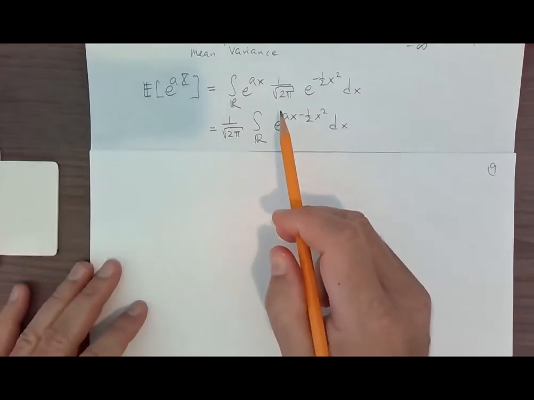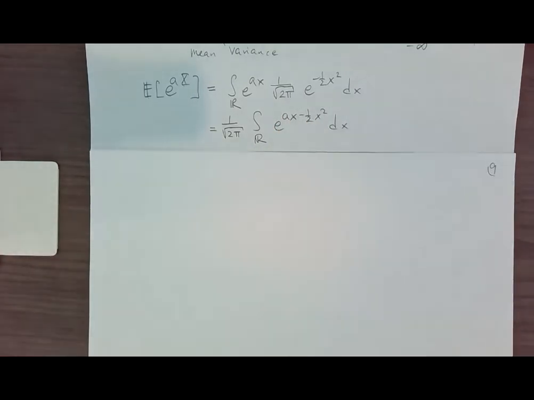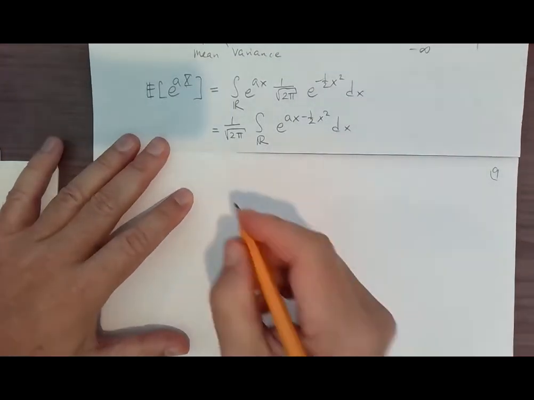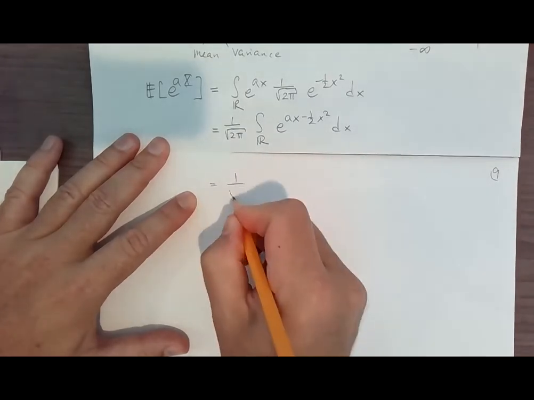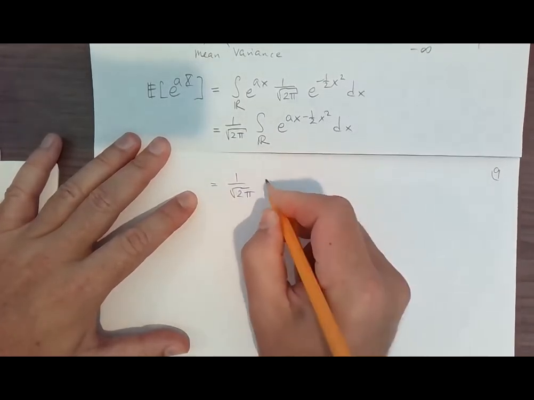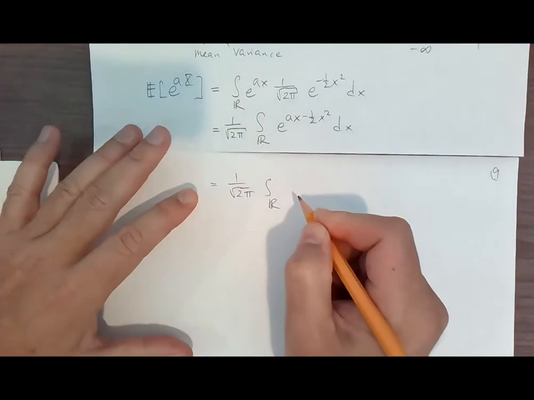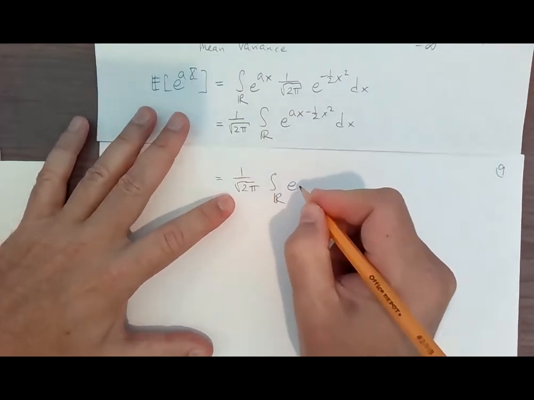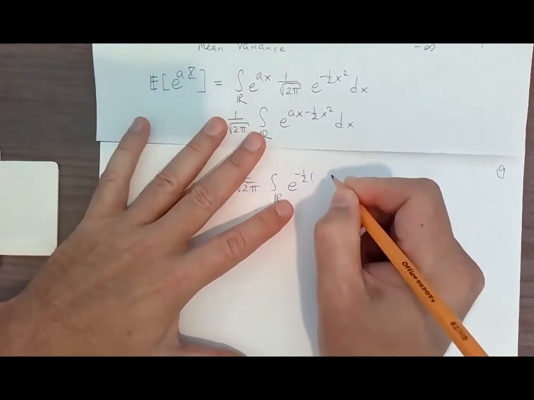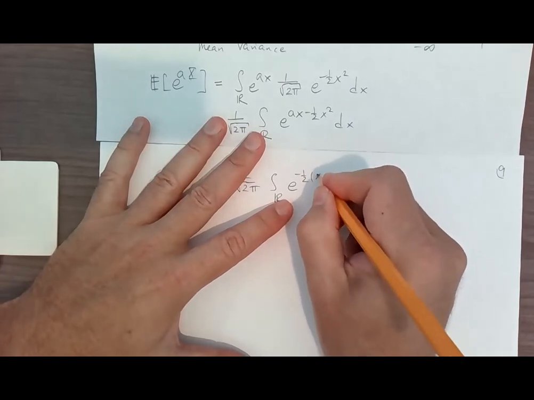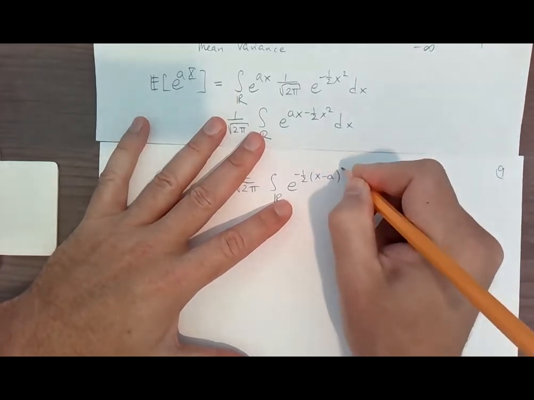When I see something like this, what comes to mind? Complete the square. Awesome. This is exactly what we should do. We should complete the square. So I should do minus 1/2, and then I should have x minus a, and then a square.